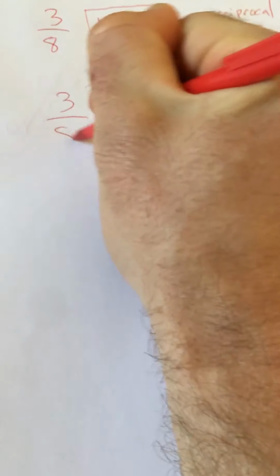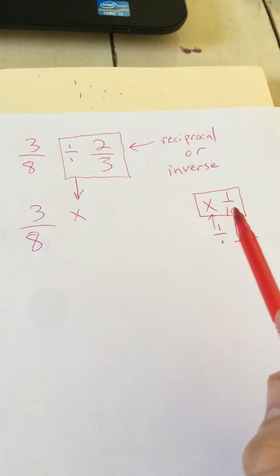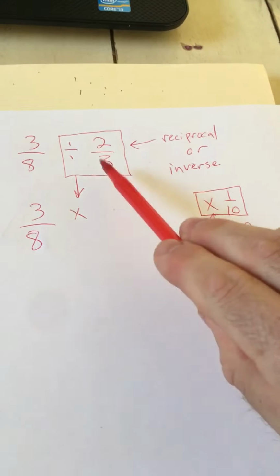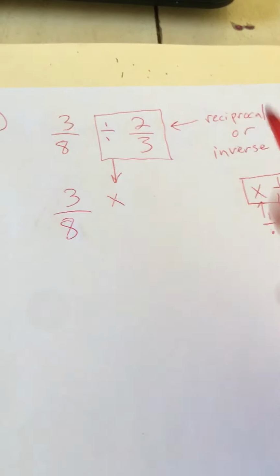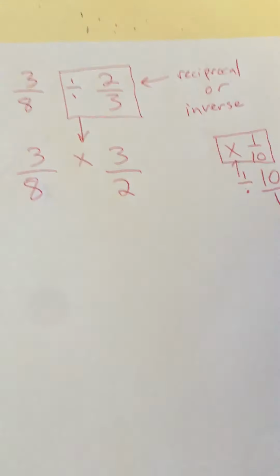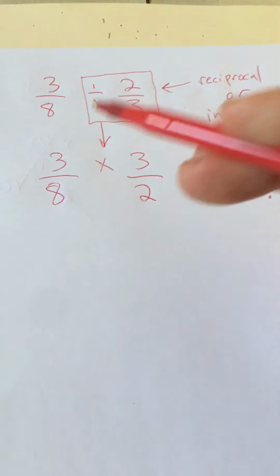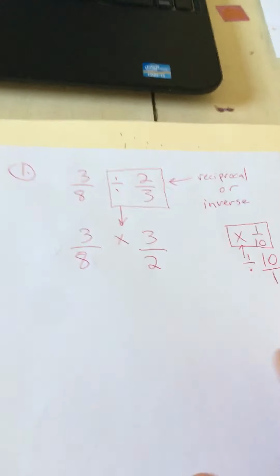So we're going to keep 3/8 the same. The only one you're going to change is the one you're dividing by, because just like we talked about here, you're changing division to multiplication. You're going to flip the divisor, which is the number that you're dividing by. So we're going to multiply by 3/2. Dividing by 2/3 and multiplying by 3/2 are exactly the same thing, so we can do this, and it'll make our math a bit easier.